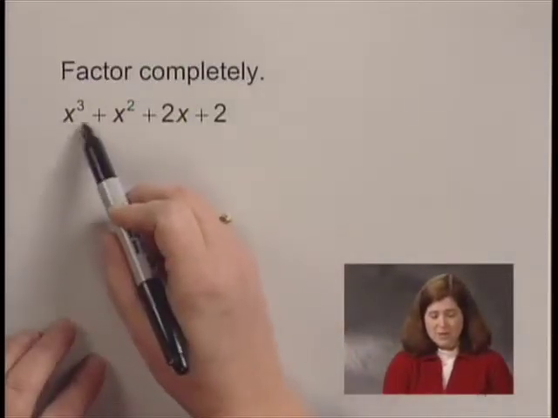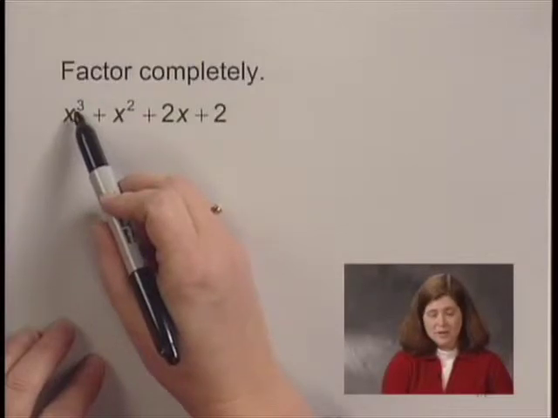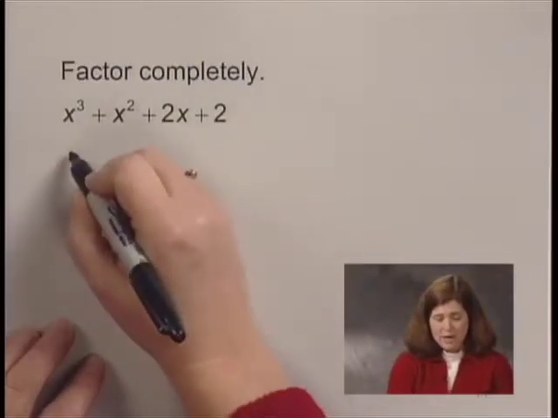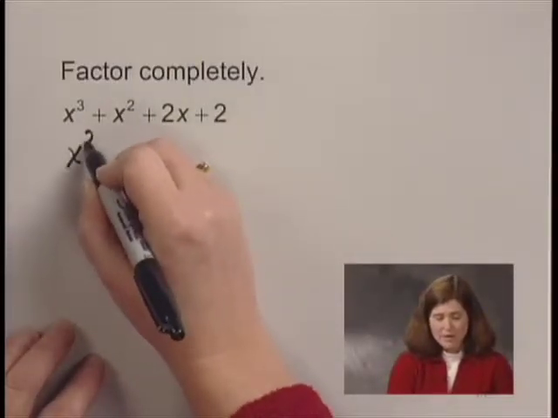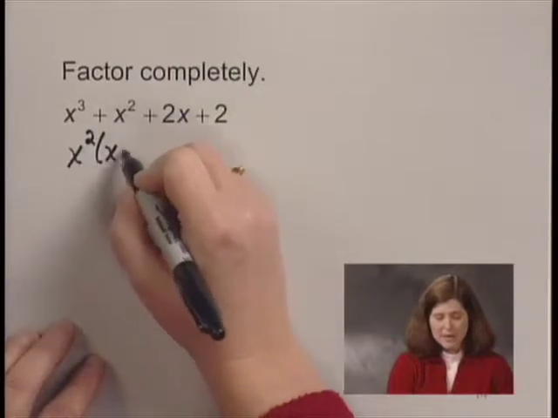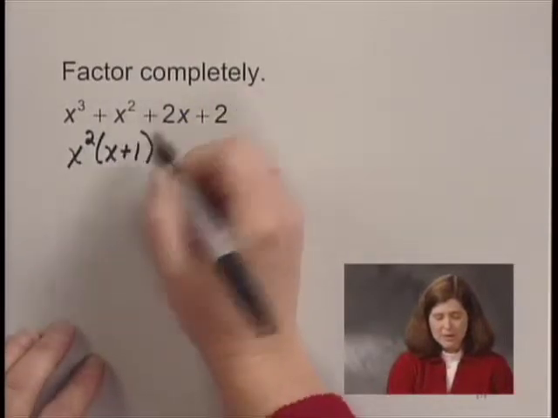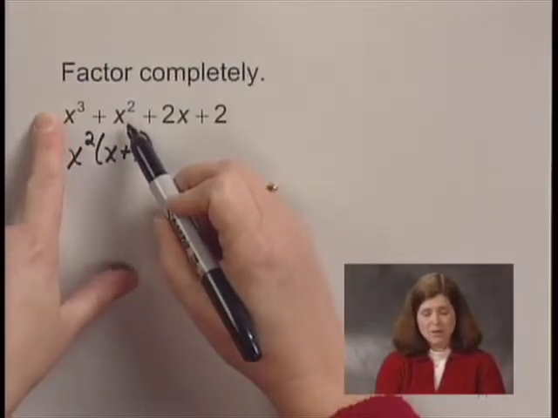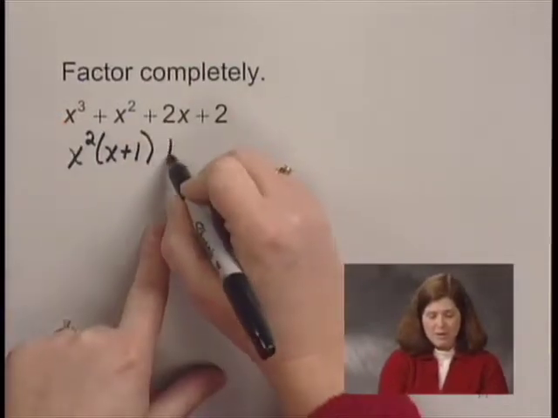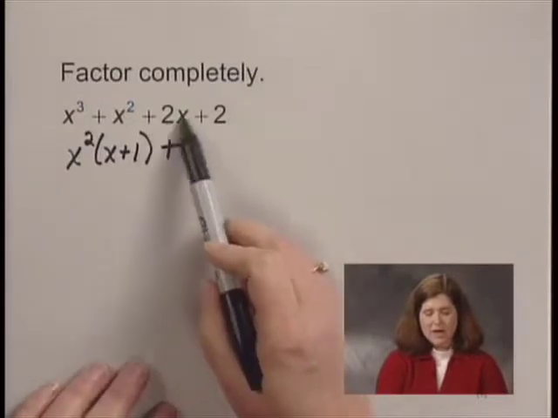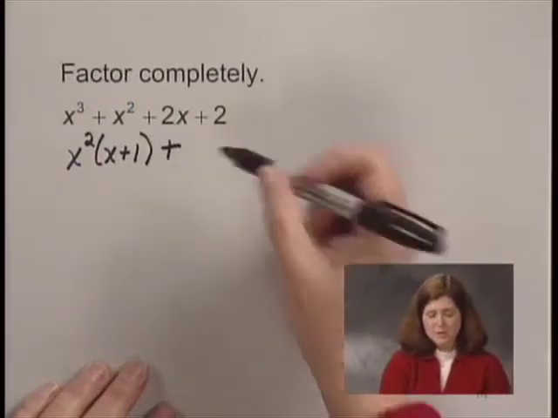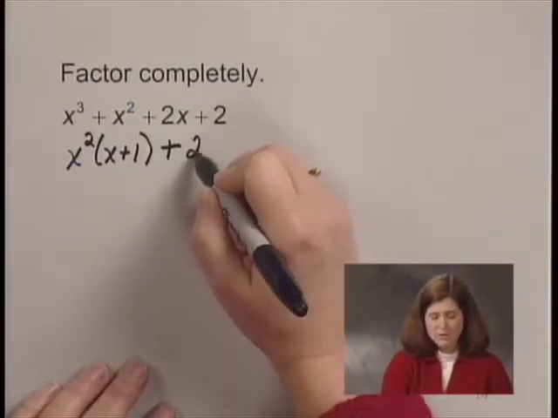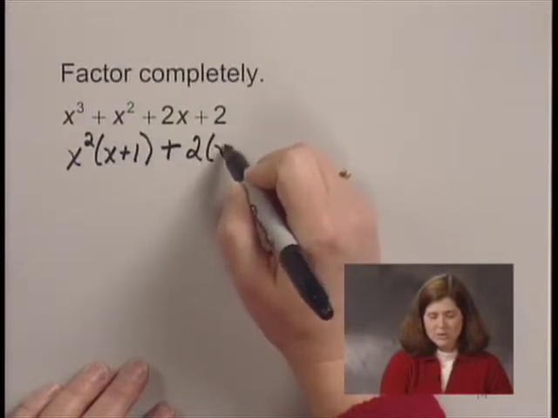So factoring a common factor out of x cubed plus x squared, I have x squared times x plus 1. If I multiply that out, I would get the first 2 terms, x cubed plus x squared. Then I factor a common factor out of 2x plus 2, and that common factor is 2. So I have 2 times x plus 1.